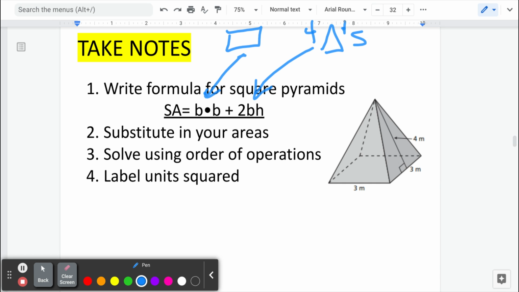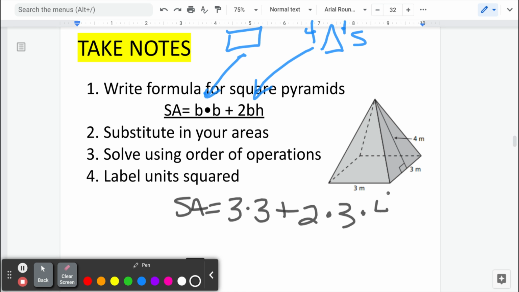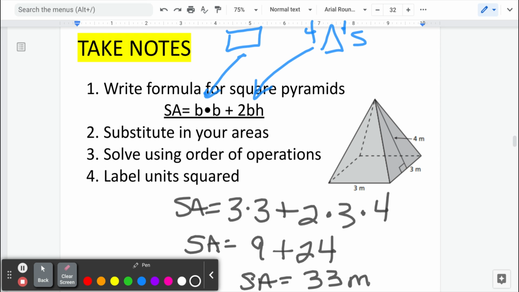We substitute, solve, and label, exactly what we've been doing this entire time. So again, we have our base times base, so 3 times 3, plus our 2 times our base times our height. So we end up getting 9 plus 24. So our surface area is 33 meters squared, making sure we label our final answer. Looking for those big things of, did we write our formula? Did we substitute, solve, and label?